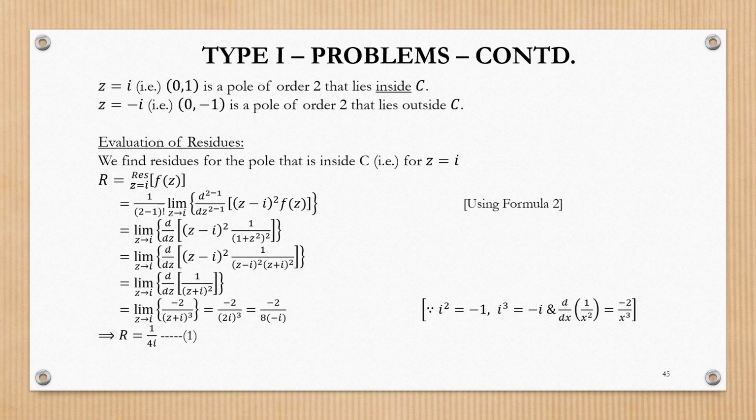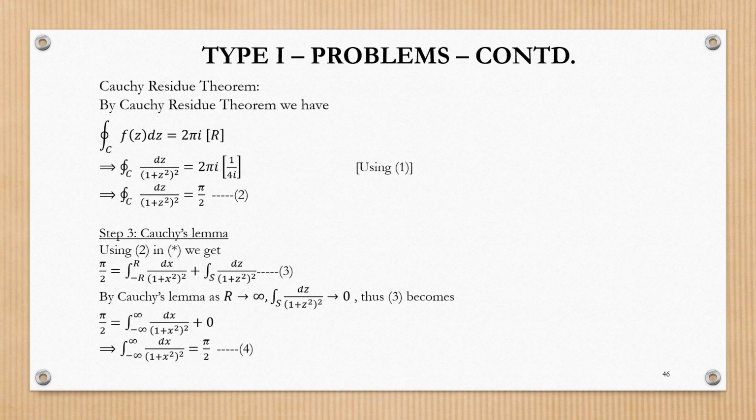Before substituting z equal to i, we need to differentiate 1 by (z plus i) the whole square, which is governed by differentiation of 1 by x square. You can see on the right hand side in that bracket, I've given the formulas. Differentiation of 1 by x square we know is minus 2 by x cube. That is how we get minus 2 divided by (z plus i) the whole cube. Now z is replaced with i to get our residue represented by equation number 1. Now using Cauchy residue theorem, we find that the value of the integral is pi by 2. That is by merely substituting R's value from equation 1, and whatever cancellations have to be done have been done. That's how you get equation 2.